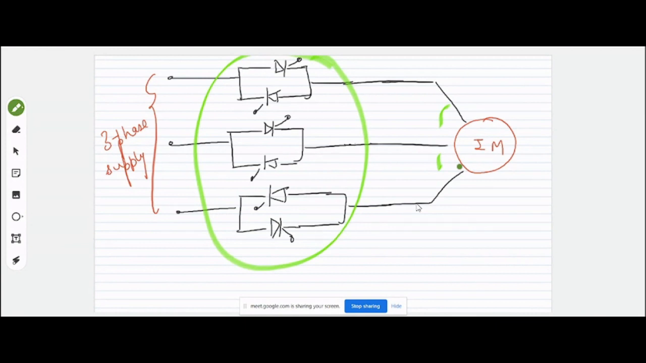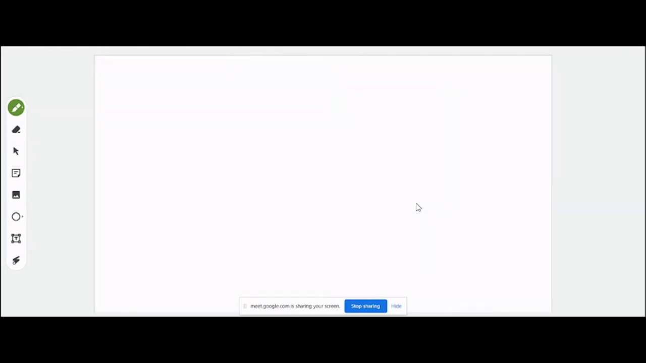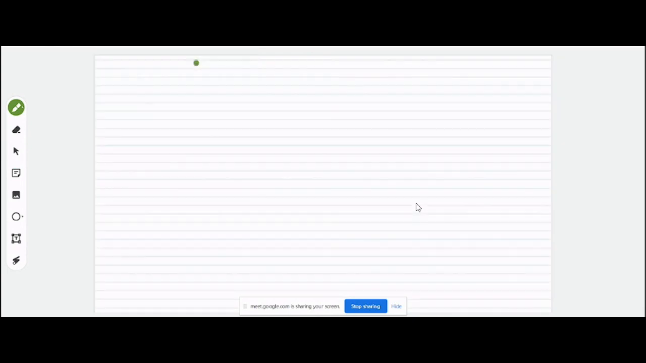Let us do our numerical on this, and I guess things will be more clear to you if we are able to solve this numerical and understand it, right? The numerical is an example given in the book, 6.8. It's a solved example, right?